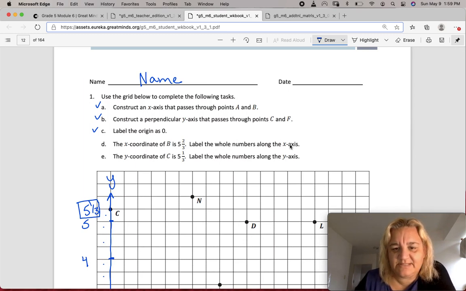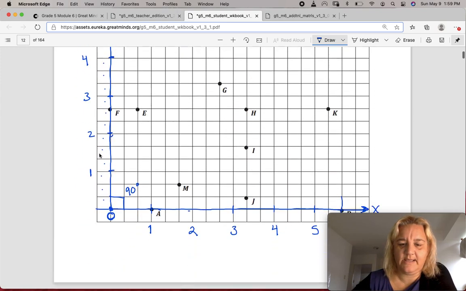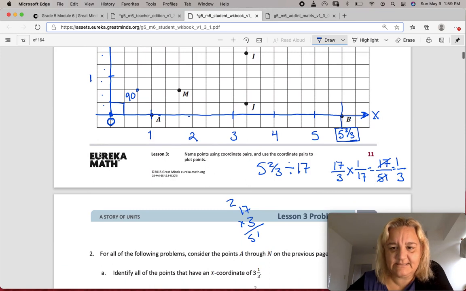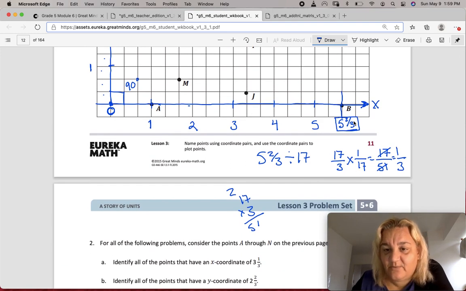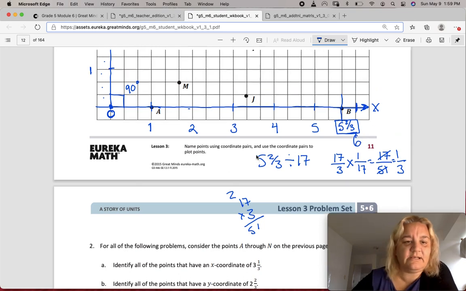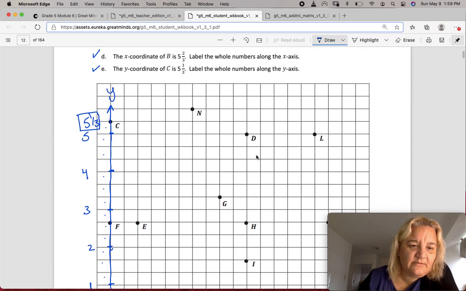So label the whole numbers using the x-axis. We labeled all of them and all of the whole numbers on the y-axis as well. Okay. Actually, we could label one more right here. We could label this one 6. And I bet we could label more over here too. 1/3, 2/3, 3/3 would be 6 right here. Right?